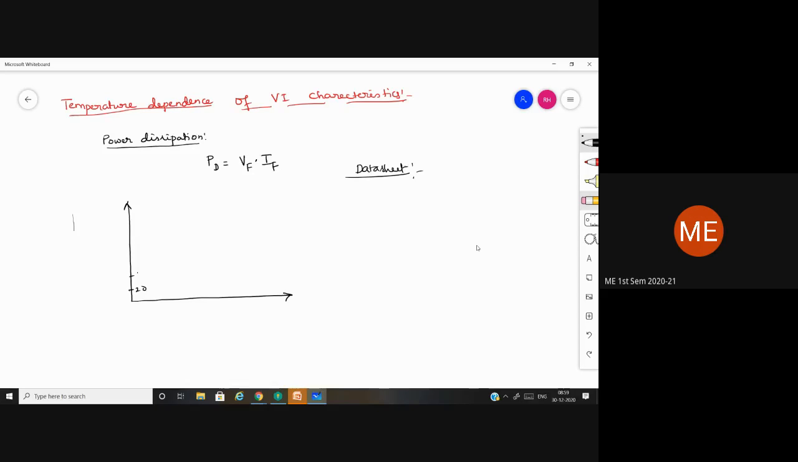So 20, 40, 60. Let's take it like this. So it is in degree C. This is in terms of milliwatt. So power versus temperature I'm going to plot.